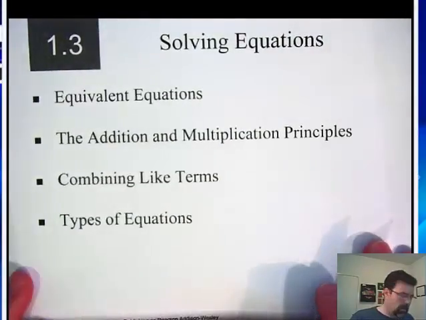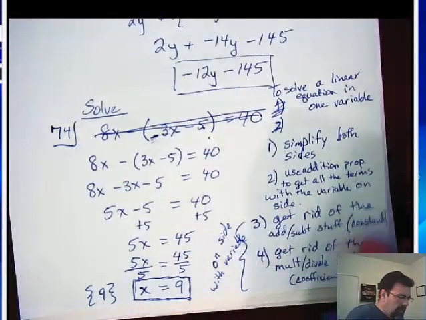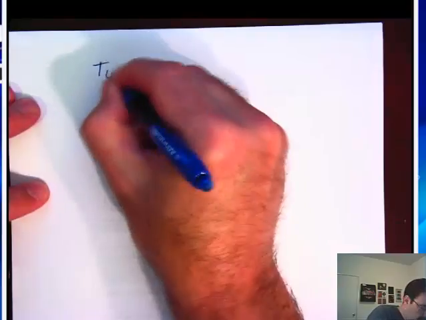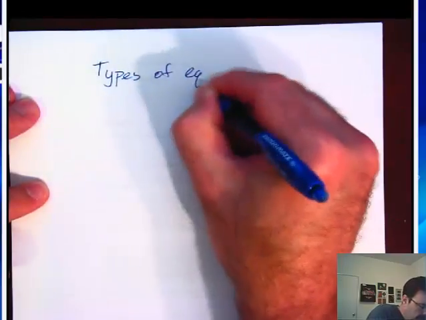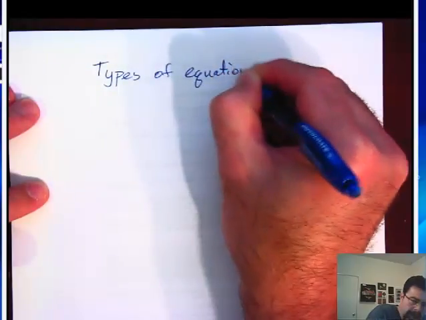Okay, so our last topic is types of equations. So basically there are 3 types of equations that we deal with in algebra. We have what's called an identity. So here we go, types of equations.